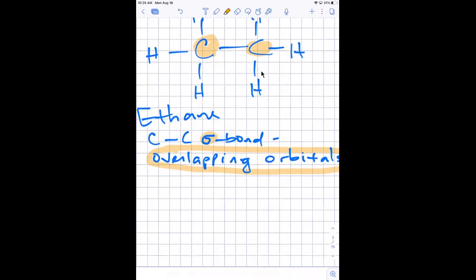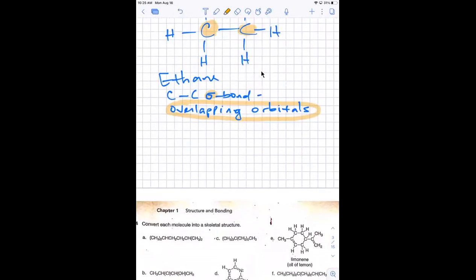So if it's a sigma bond, will it always be overlapping? Yes, all covalent bonds are the result of overlapping orbitals. Every bond is a result of orbital overlap. If it's an ionic attraction, then it's just electrostatic, right? Positive is attracted to negative, and that's what's holding those two atoms together. But if it's a covalent interaction, then it's always going to be orbital overlap. That's how you make bonds. So let's talk about that real quick.